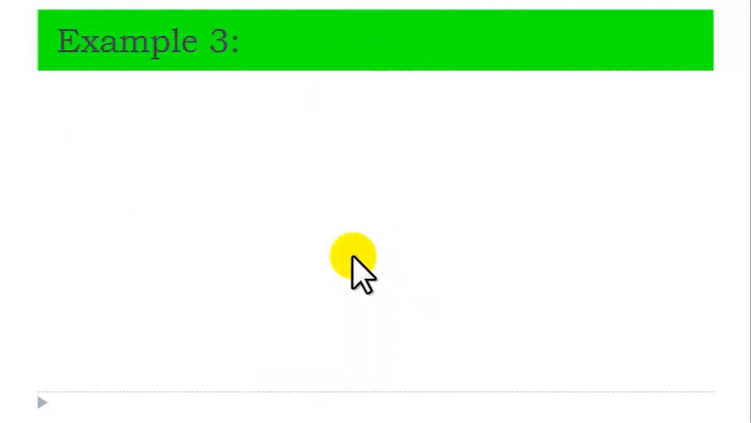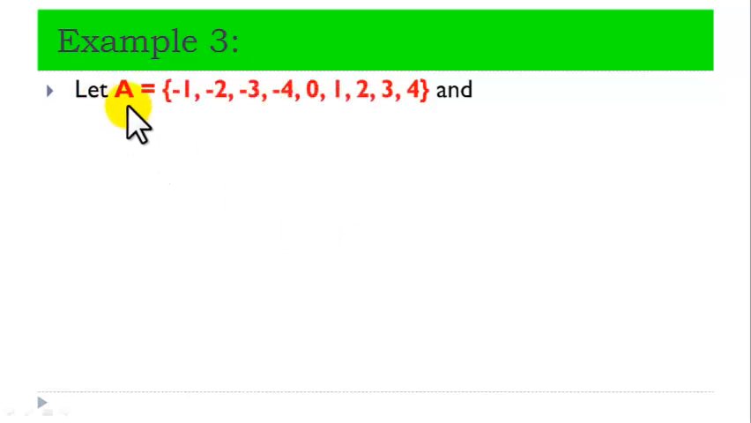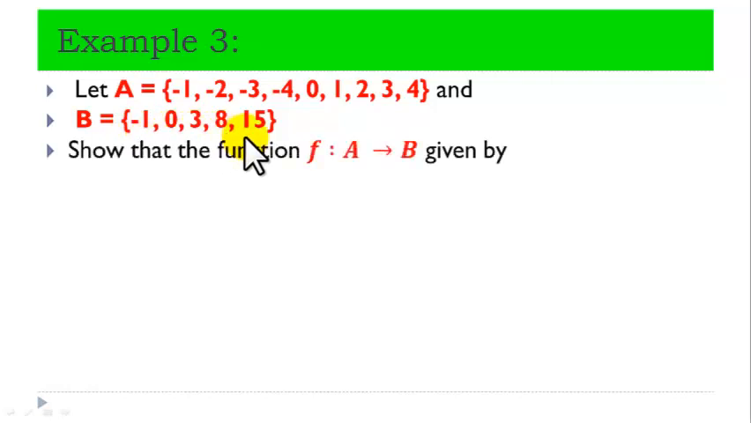Example 3. Let A be the set of elements -4, -3, -2, -1, 0, 1, 2, 3, and 4, and B be the set of elements -1, 0, 3, 8, and 15. Show that the function f from A to B given by f of x equal to x squared minus 1 is a surjective function.